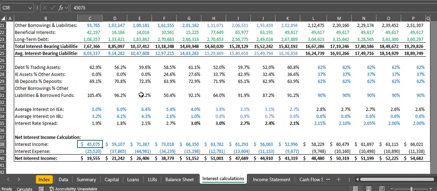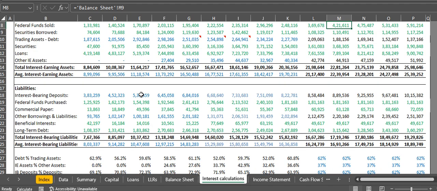Then we have the interest income and the interest expenses on the basis of different interest rate parameters.